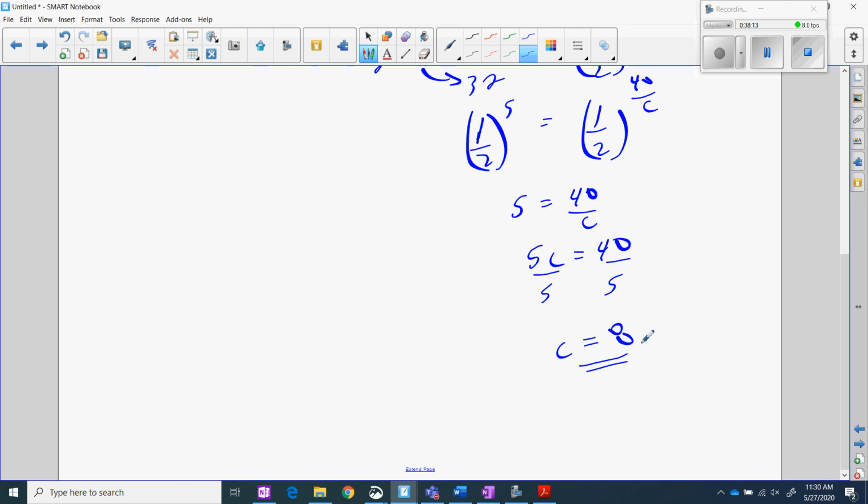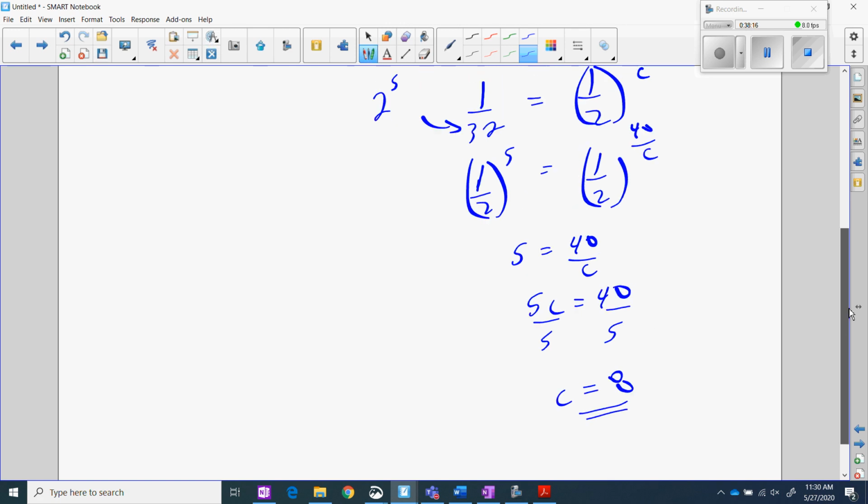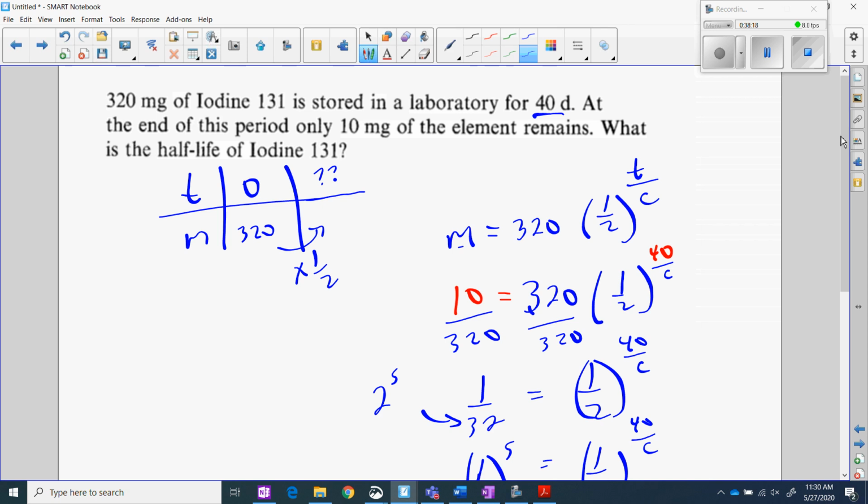So I now know that my scale, right, I just found the C value. The C value coincides with what your scale is going by here in the beginning. That's your C value, this one, which was also going to coincide with what it took to get half. So the half-life of iodine-131 would have to be 8 days. Okay, so there's an example where you solve for the half-life.